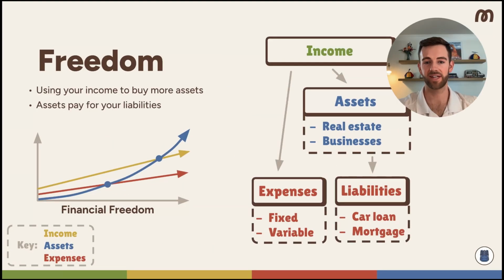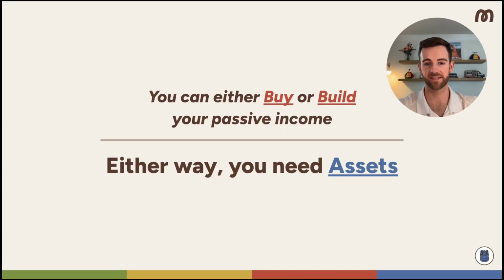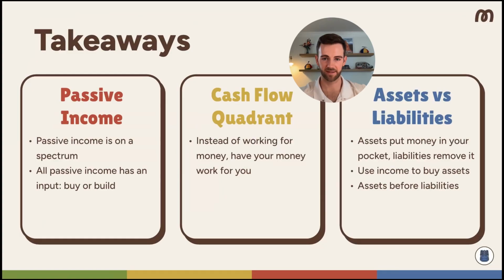So as a summary, this is your financial freedom cheat sheet. Use your income to buy more assets. And then if you want to buy liabilities, make sure that your assets can pay for it. Sticking to this cycle is how you build towards financial freedom. In terms of how you get your passive income or cash flow, you can either buy it or build it. But either way, you need assets. Let's wrap things up with some takeaways.